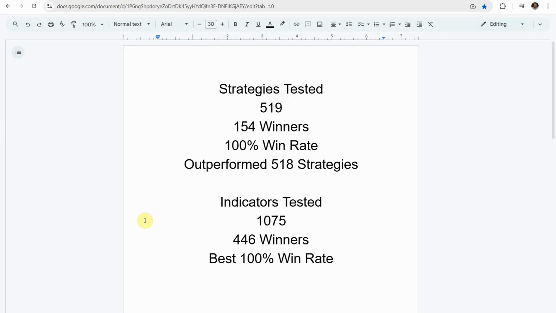Alright, as I said, today we will be testing an NQ futures strategy. Before we do though, I wanted to put the testing scoreboard up for everyone to see. So to date, we have tested a total of 519 different strategies. The best one so far was able to achieve a 100% win rate. That was achieved using the Academy of Forex indicator to trade the crypto scalping strategy on a live trading account.